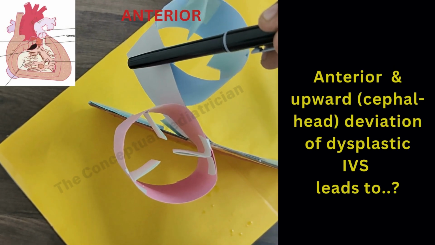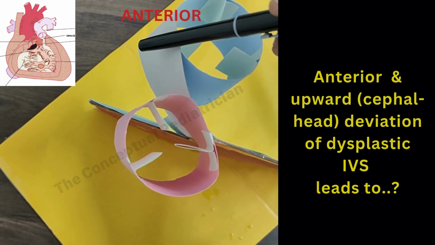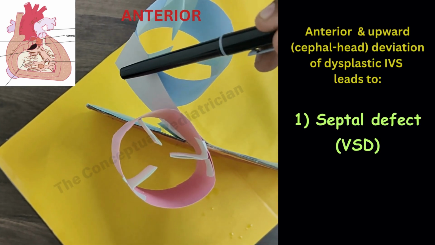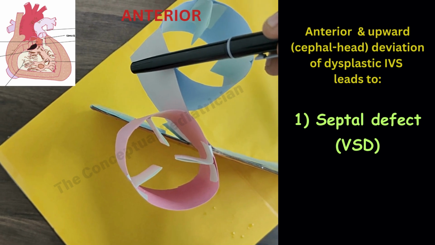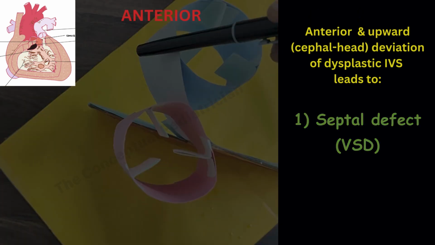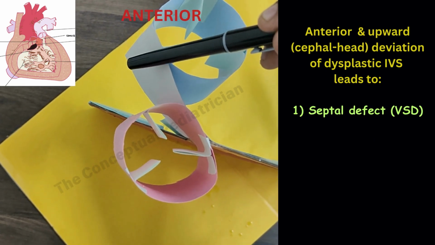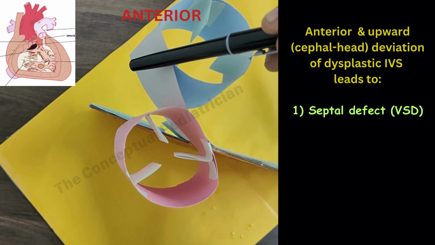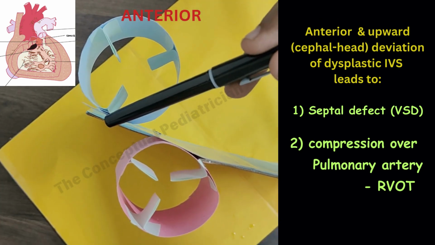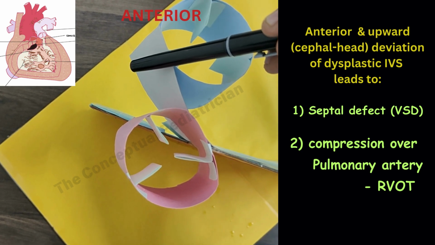As the septum is hypoplastic and displaced anteriorly, there is a resulting defect in the perimembranous area of the interventricular septum, which is the VSD, which is our first component of TOF. As the VSD is because of the malalignment of the infundibular septum with respect to the rest of the septum, this is called an anteriorly malaligned VSD. This anterior deviation will also cause a compression over the pulmonary artery opening, which leads to right ventricular outlet or outflow obstruction, which is our second component.